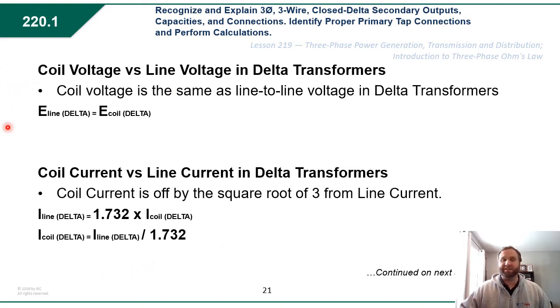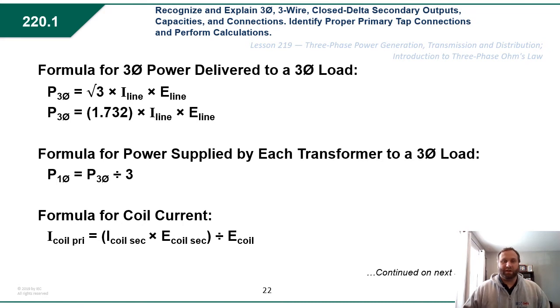Voltage is constant. Amperage is off by the square root of 3. And again, here's some more formulas for you to make sure you have in your notes for 3-phase power, 3-phase Ohm's law.